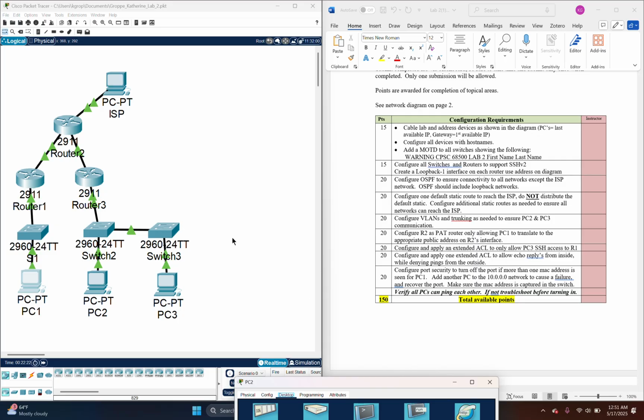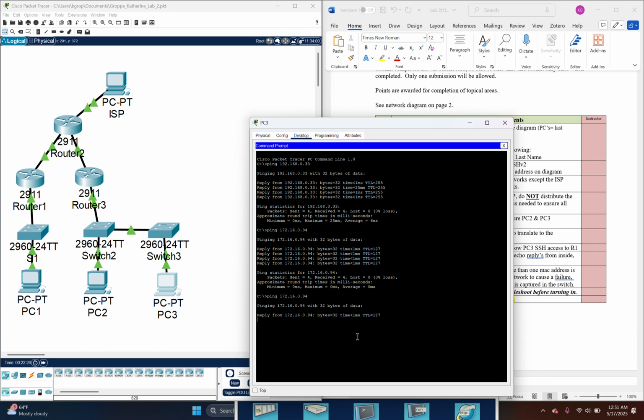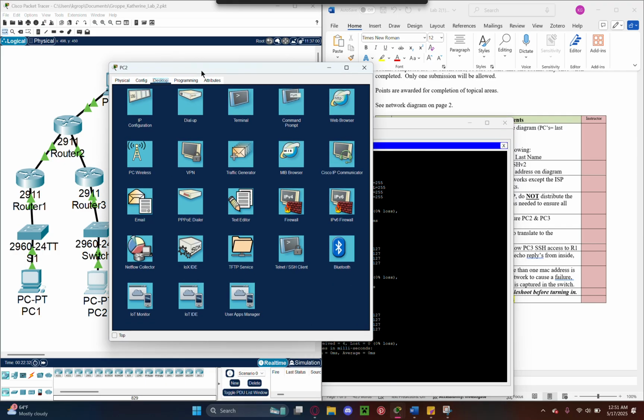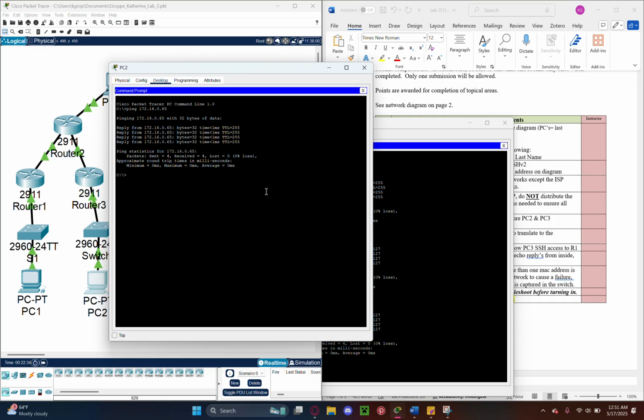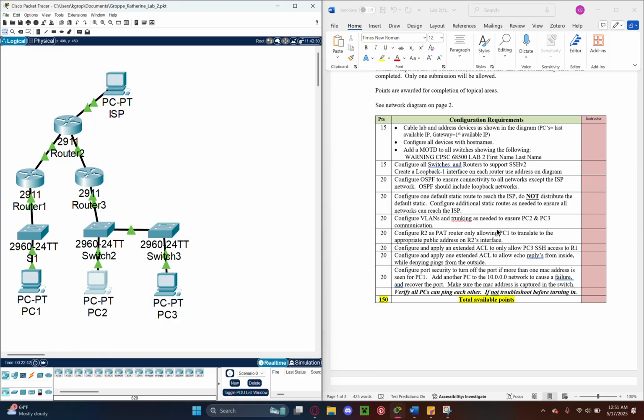PC2 and PC3 can ping each other with no issue. Here I'm pinging PC2 from PC3 and vice versa. Let me pull that up for you. And that's pinging. There we go. So other than that, I had no real issues with configuring the VLAN and then getting the OSPF to initially work, as well as the loopbacks.